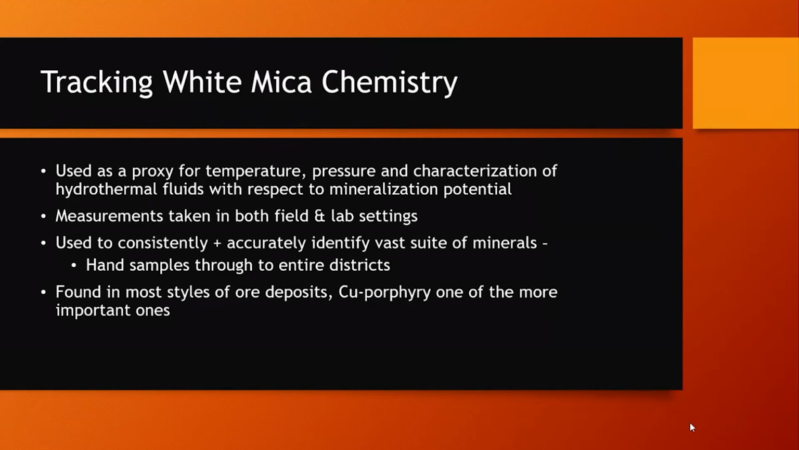They're used consistently and accurately to identify those vast suites of minerals, whether you're just using hand samples or you're in the field and you want to map through entire districts. These white micas are found in most styles of ore deposits, again, copper porphyry being one of the most important ones.